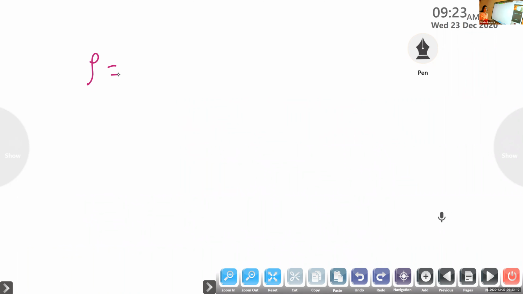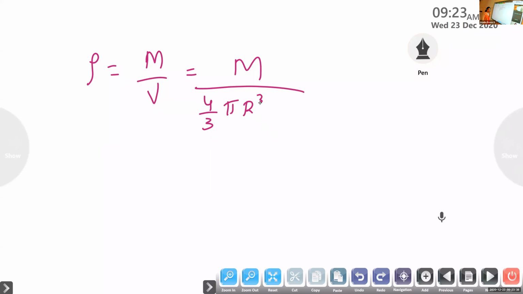Density of a sphere. What's the equation for density of a sphere? Atul? Not density, volume of a sphere, sorry. Volume of a sphere? 4 by 3 pi r cube. Yes, 4 by 3 pi r cube. So density means mass by volume. So mass divided by 4 upon 3 pi r cube, where r means radius. Therefore, we have the mass of the earth. We can write it as 4 upon 3 pi r cube rho. So this is equation 2.